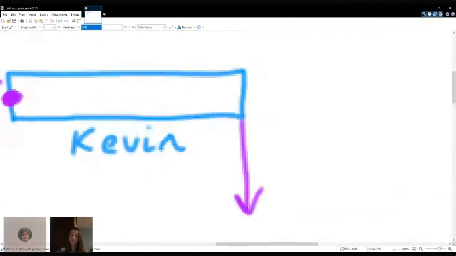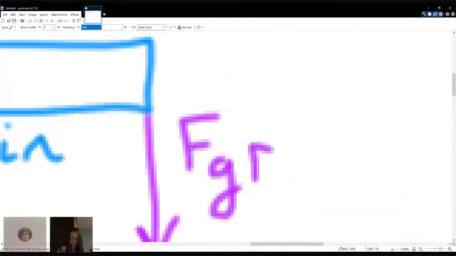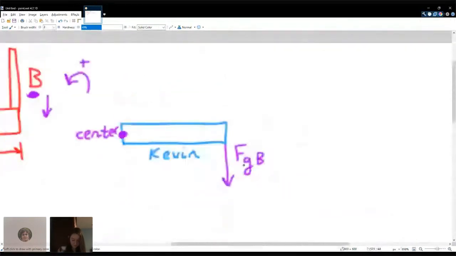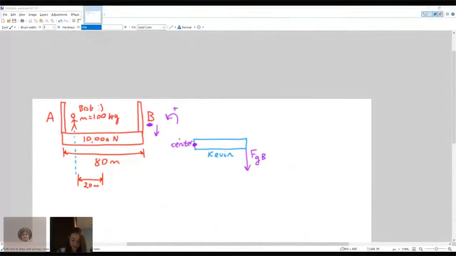Okay, so the force of gravity from B. We're identifying the masses of the pillars. So we're going to identify the way that this is going through. So let's say pillar A is the fulcrum.